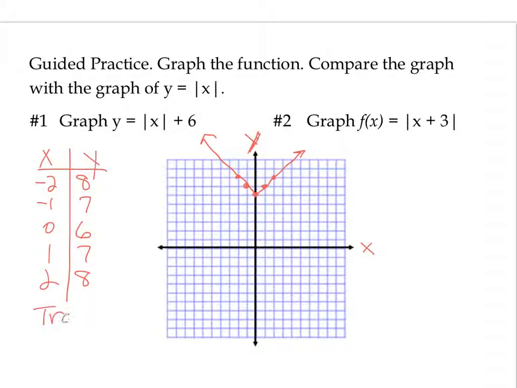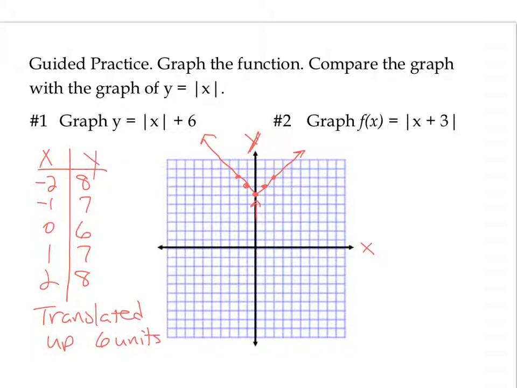It is translated or shifted up 6 units. Right? The vertex normally was right here on the parent graph. The parent graph looked like this. And we've taken this whole graph and we've shifted it up 6 units. Okay?